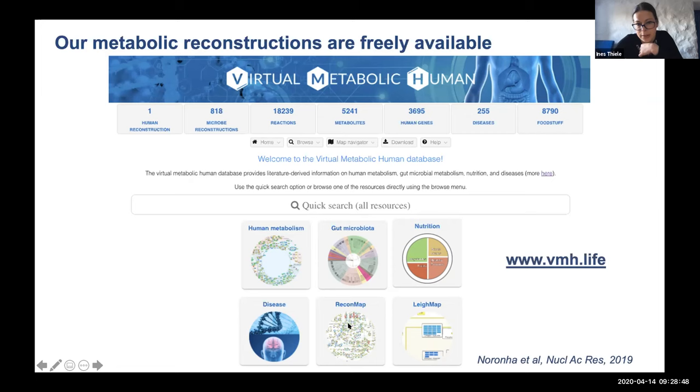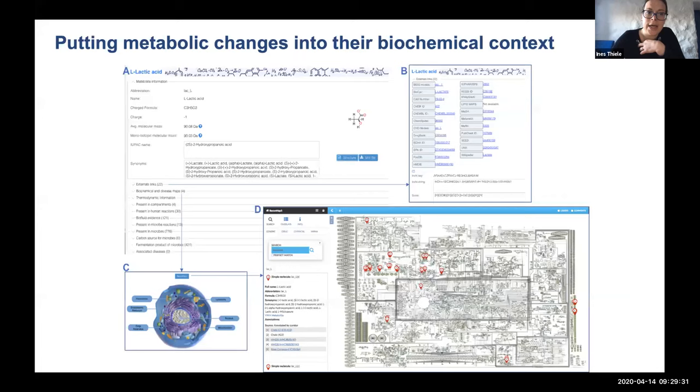For the human side, we do have a metabolic map where you can overlay simulation results, predictions, or omics data. We also have a disease resource where we have collected more than 200 inherited metabolic diseases so far captured within the human metabolic reconstruction. And we have the nutrition aspect where you can design your own nutrition, or you can download different preset nutritions and then incorporate them with the computational models.